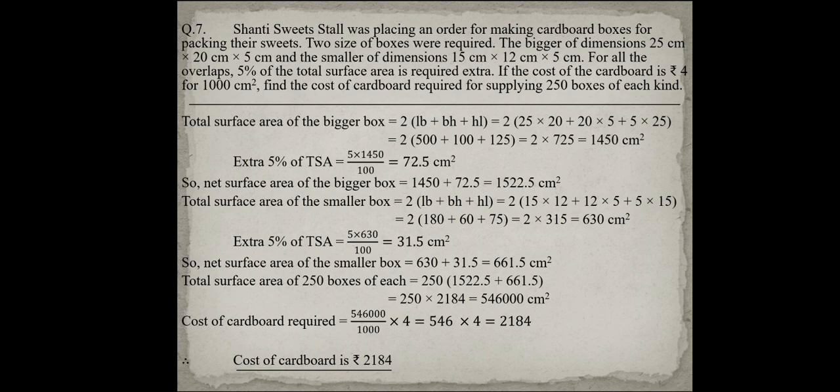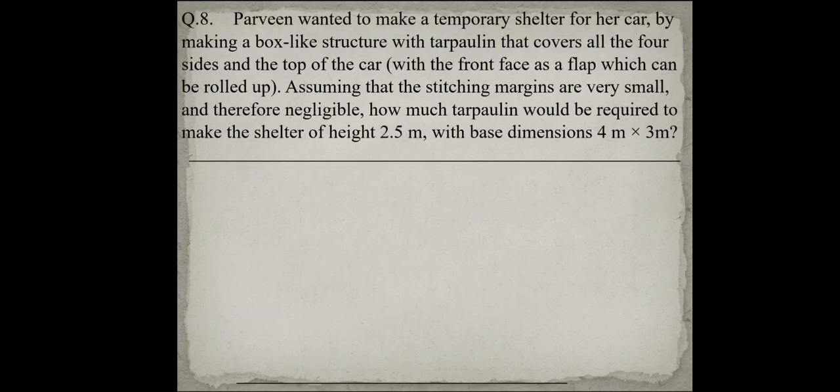Now the last question, question number 8, in which Parveen wanted to make a temporary shelter for her car by making a box-like structure with tarpaulin that covers all four sides and the top of the car, with the front face as a flap which can be rolled up. Assuming that the stitching margins are very small and therefore negligible, how much tarpaulin would be required to make the shelter of height 2.5 meter with base dimension 4 by 3 meter?